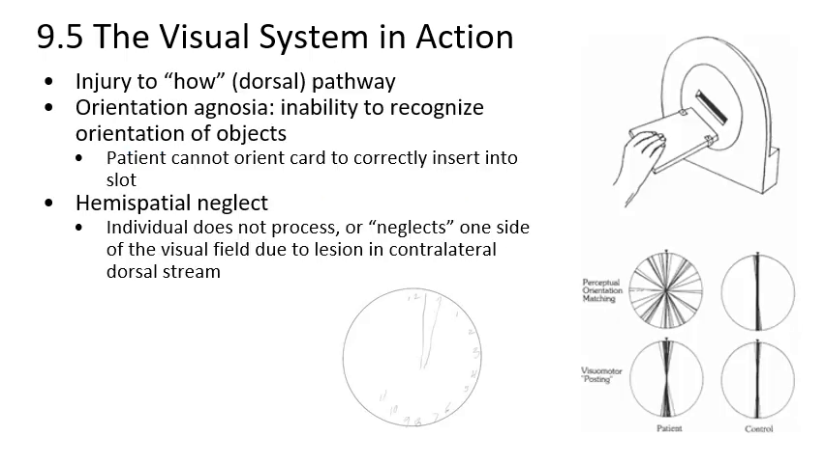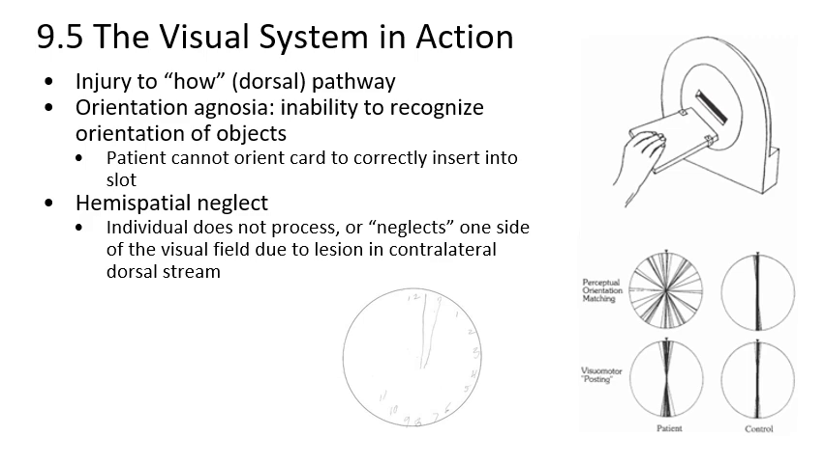Injury to the how, or dorsal pathway, can result in orientation agnosia, which is the inability to orient objects correctly. So there's a task where an individual has to rotate a card such that you can put it into a slot at the correct orientation. You can see these circles with the lines through them down here at the bottom is like a control patient. The slot in this case was straight up and down in that task.